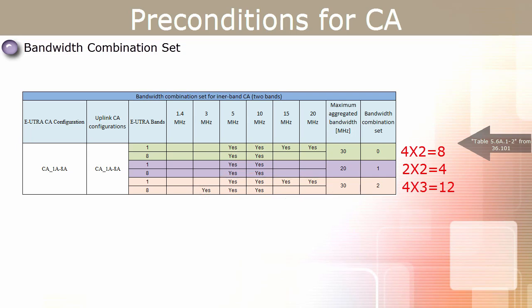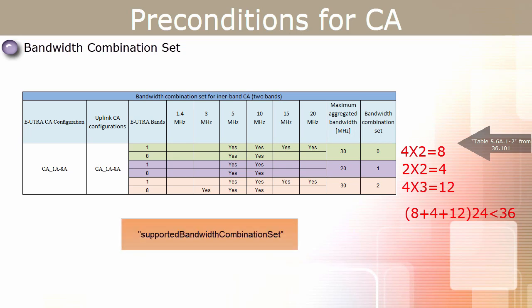Even if UE supports all the bandwidth combination sets 0, 1 and 2, total number of possible combinations will be 24. That is much lesser than 36. So this is the purpose of defining all these combinations in the specifications. Otherwise, there would be so many possibilities.